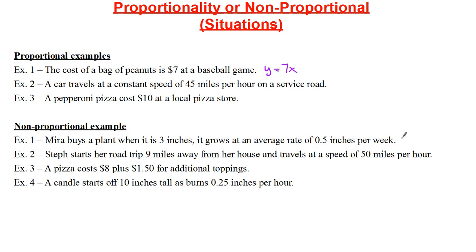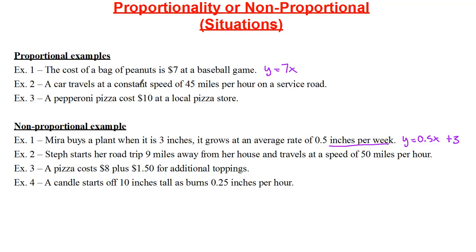Mira buys a plant when it is 3 inches. It grows at an average rate of 0.5 inches per week. So that's going to be my variable here. This is important, that per week. So that number changes depending on the week. So y equals 0.5x. Alright, but the plant started at 3 inches, so plus 3. This over here signifies that I have a non-proportional relationship because this b value is not equal to 0.